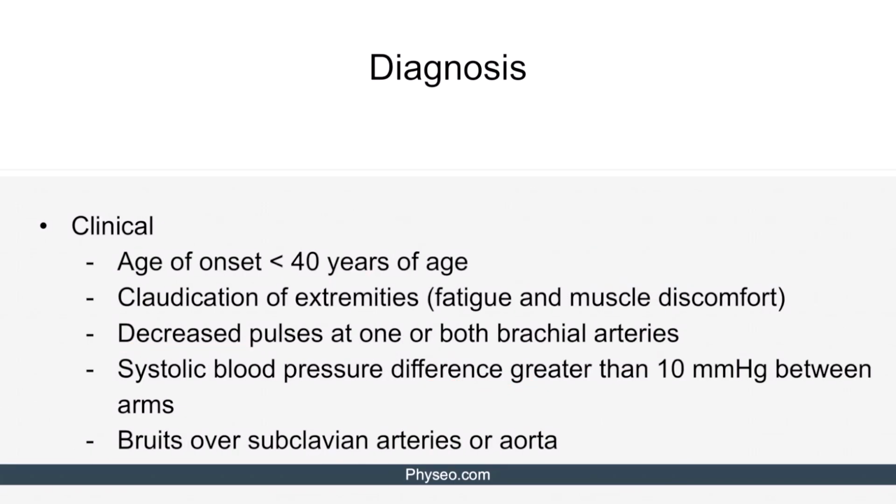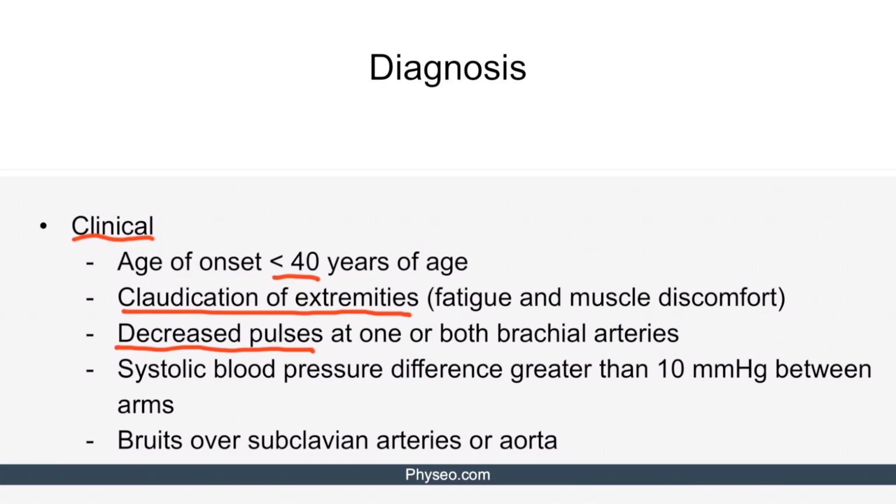Diagnosis of Takayasu arteritis is clinical, and findings that are particularly suggestive of the diagnosis include age of onset less than 40, claudication of extremities, and this presents with fatigue and muscle discomfort with exertion, which makes sense. If your muscles aren't getting enough oxygen, then you're going to get tired. It's going to hurt when you move it, and you'll just be uncomfortable.